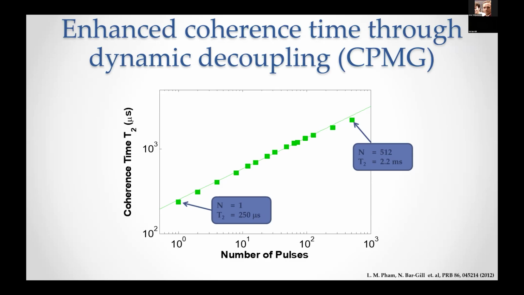So we can see that a coherence time that you measure with a single Hahn echo pulse is 250 microseconds. This is just some representative sample, nothing special. If you put in 500 pulses, you can increase this by about a factor of 10, which is not bad.